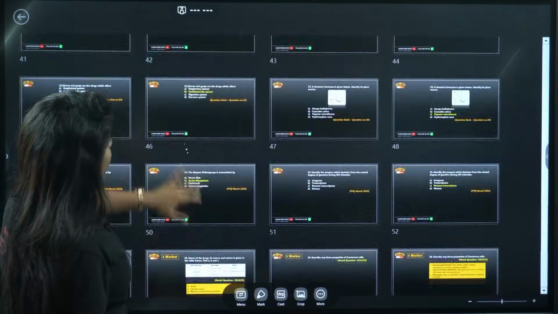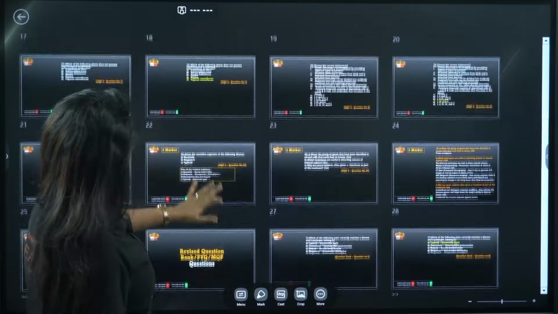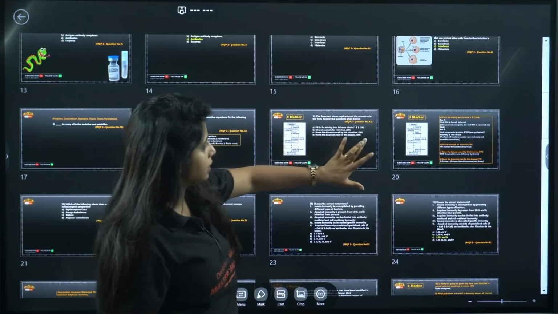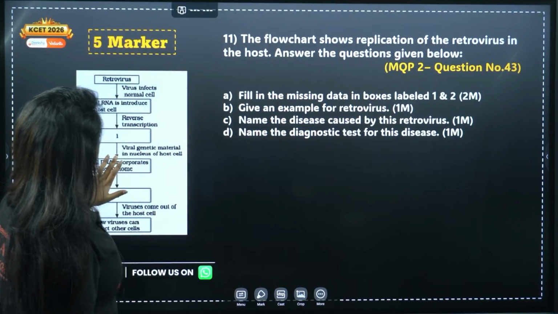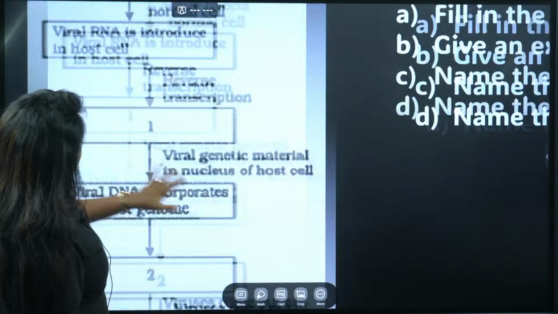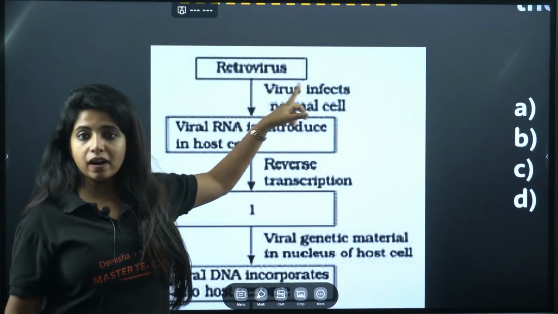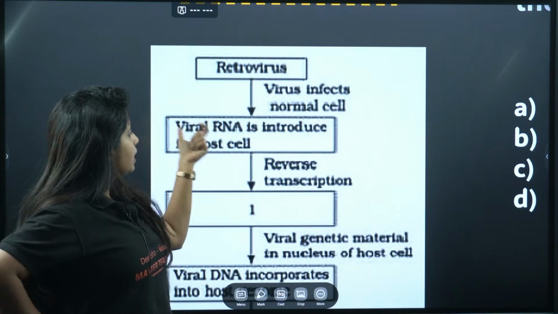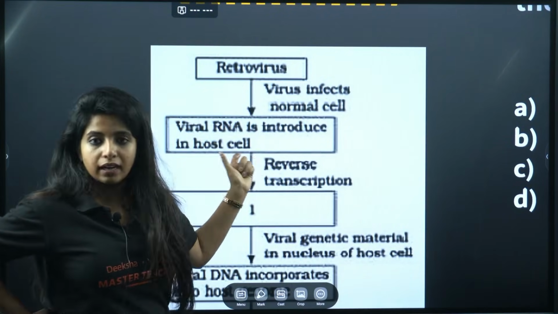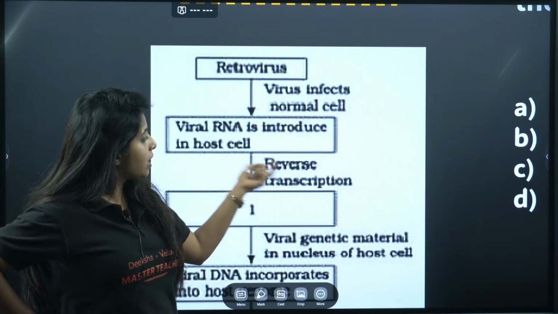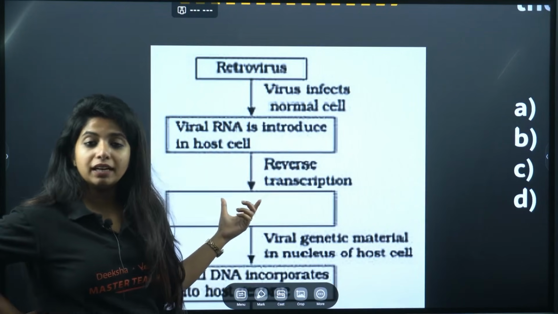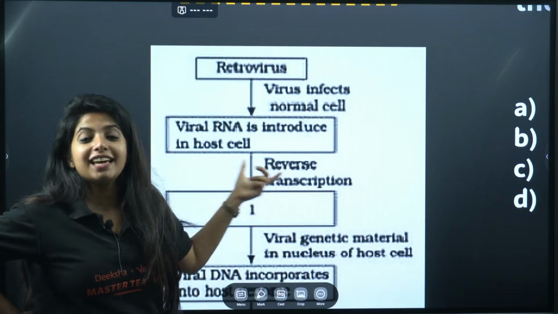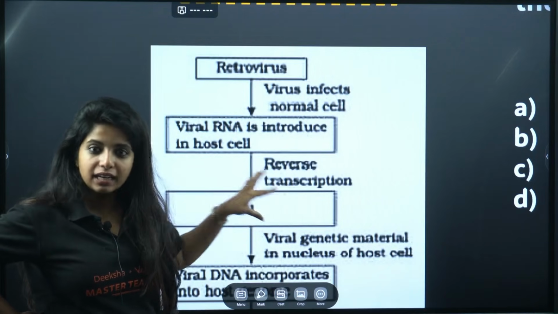Now a very related question is over here which we were discussing. Where is that? Yes, it's here. Fill in the missing data in boxes labeled 1 and 2. So let's see what 1 and 2 are over here. So retrovirus, the virus infects the normal cell. Viral RNA is introduced into the host cell, and now viral RNA undergoes reverse transcription. After reverse transcription, what is going to happen, my dear children? Viral DNA is going to be formed.